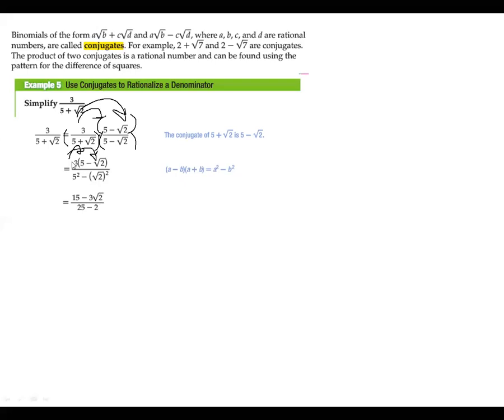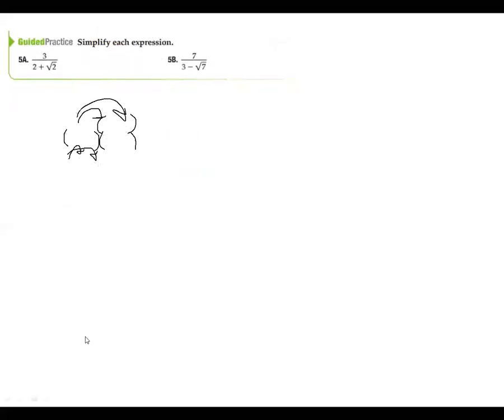The 3 doesn't multiply into the square root, okay? It doesn't become square root of 6 because the 3 doesn't have a square root over it. It just becomes 3 times square root of 2. Then 5 squared is 25 minus the square root of 2 squared. So when you square a square root, they cancel out and you just get 2. Okay? So that simplifies to 15 minus 3 square root of 2 over 23. All right? Here's a couple for you to try. Go ahead and pause the video.